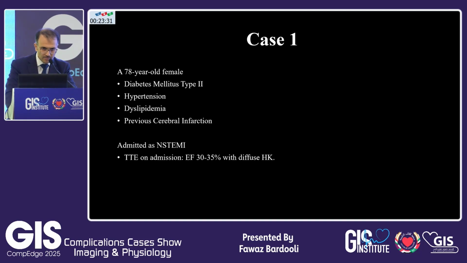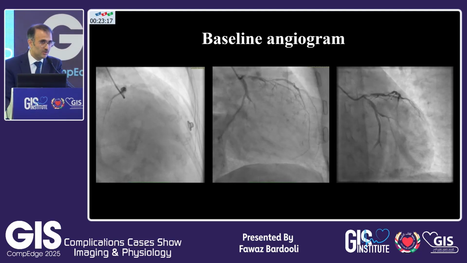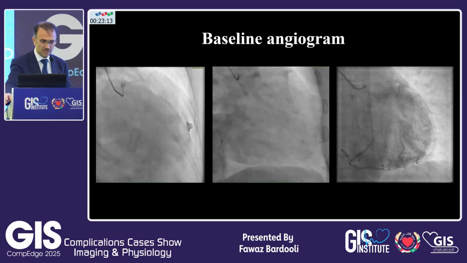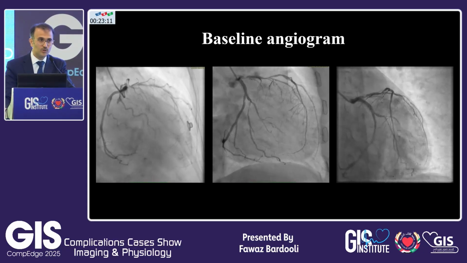This is an octogenarian man who's diabetic, having all the risk factors, presented with non-STEMI with hypokinesia of the anterior wall. The first thing you want to do is to look at the angiogram. And I would actually love to have this as an interactive session, and I have the time here. I try to control myself.